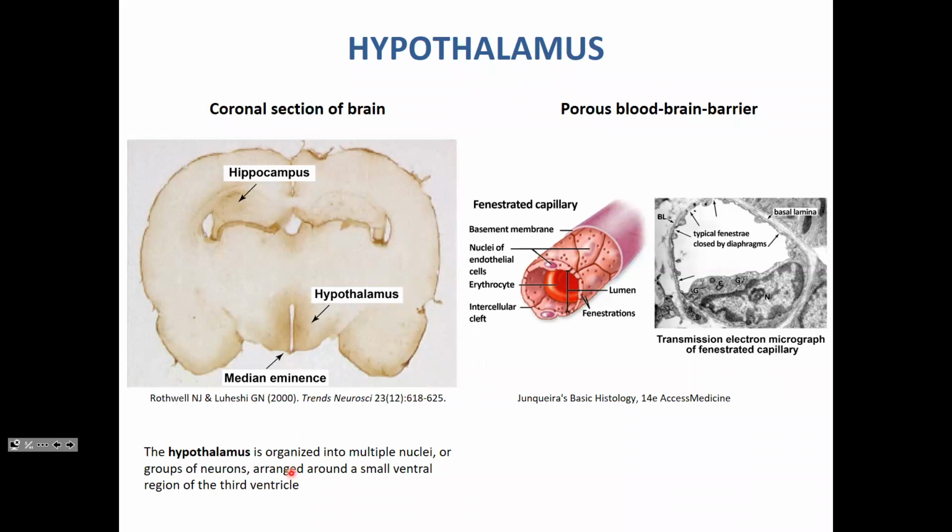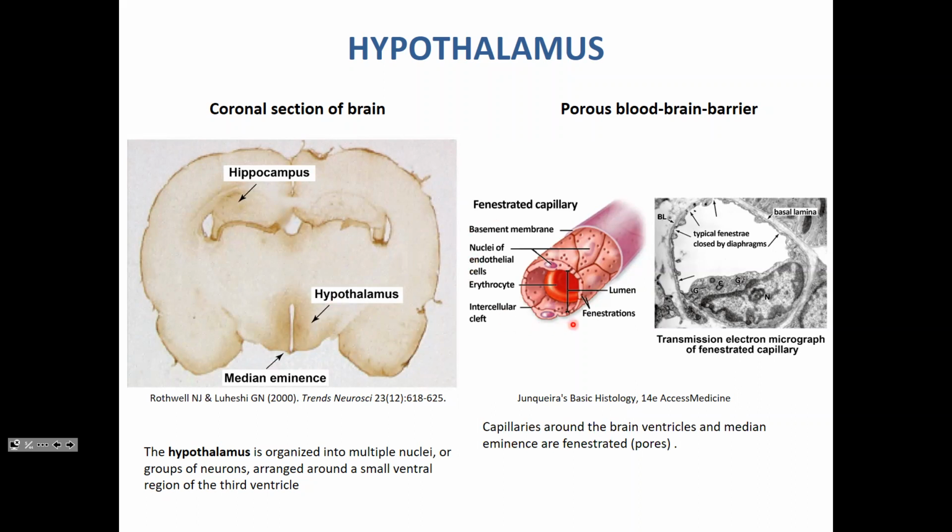Now, I think we all know that in the brain, capillaries have a lot of tight junctions, and they're very impermeable to transport of water soluble molecules into the brain, which forms the blood-brain barrier. However, around the hypothalamus and the ventricles and the median eminence, those capillaries are fenestrated. They have holes in them, right?